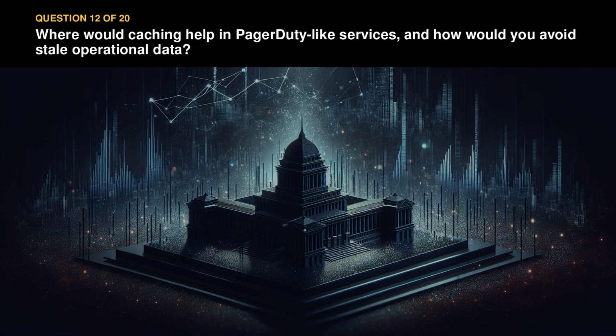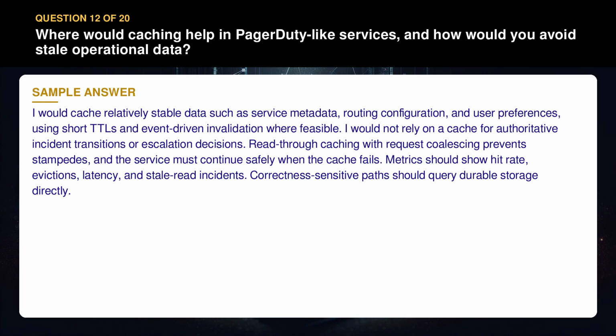Question 12. Where would caching help in PagerDuty-like services, and how would you avoid stale operational data? I would cache relatively stable data such as service metadata, routing configuration, and user preferences, using short TTLs and event-driven invalidation where feasible. I would not rely on a cache for authoritative incident transitions or escalation decisions. Read-through caching with request coalescing prevents stampedes, and the service must continue safely when the cache fails.